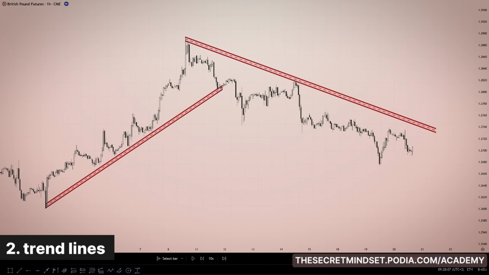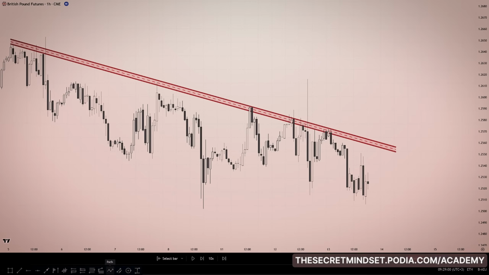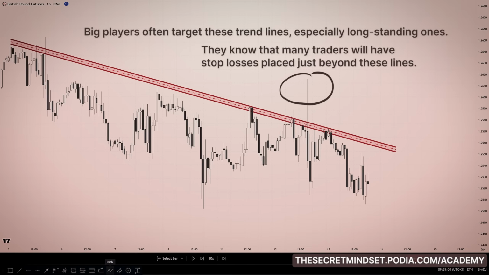Trend lines are another favorite tool of traders. The diagonal lines that connect a series of lows in an uptrend or highs in a downtrend. They're simple to draw and easy to understand, which is why so many traders rely on them. Big players often target these trend lines, especially long-standing ones. They know that many traders will have stop losses placed just beyond these lines. By breaking a significant trend line, they can trigger a cascade of orders.